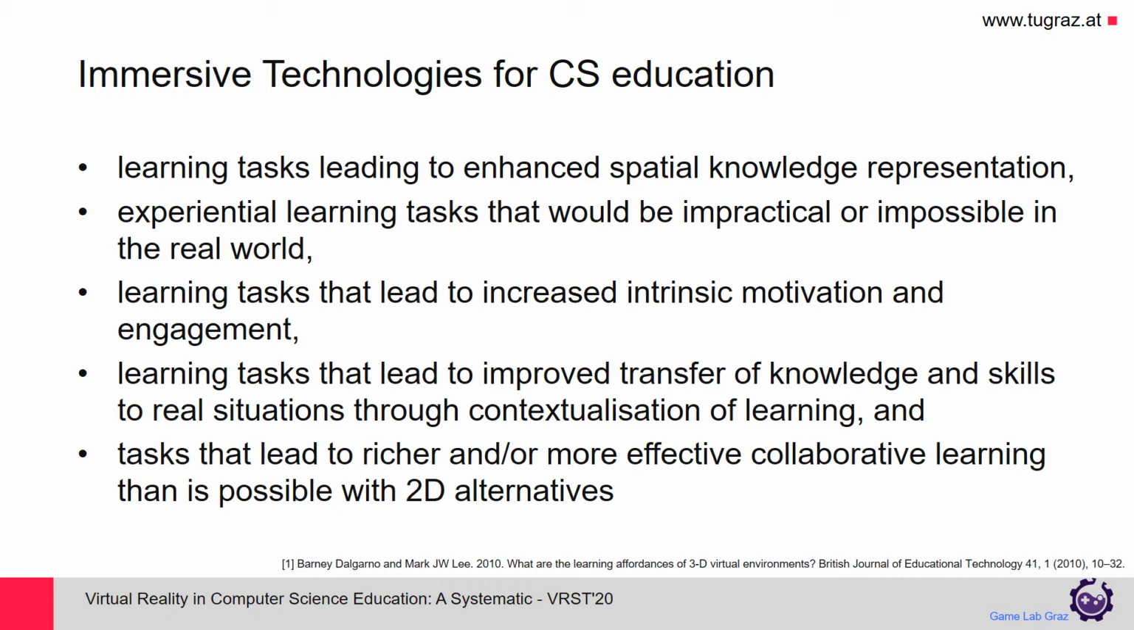Other factors that are relevant to learning, such as intrinsic motivation as the underlying why of the learning activity, can be fostered through three-dimensional representations. Further, contextualizing the learning objectives within a situated learning experience can improve the transfer of the acquired knowledge and skills to real situations. As a fifth affordance, collaborative learning can be more effective in joint three-dimensional experiences than it would be possible in 2D settings.